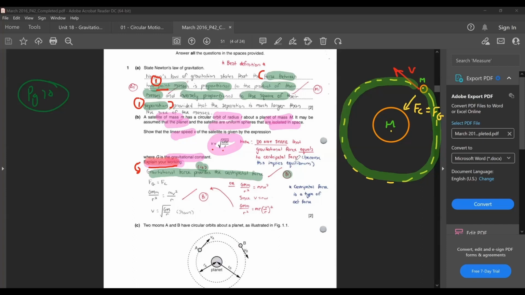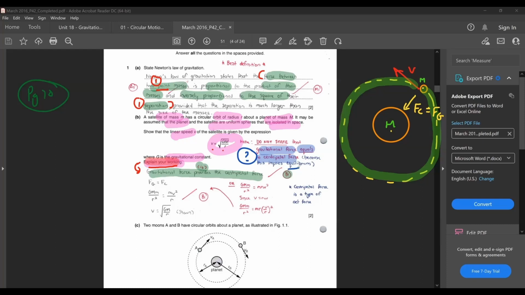All right. Now, one odd thing that the marking scheme mentioned was that you should not actually say that gravitational force equals centripetal force. This is the weird thing that the examiner's report mentioned. If you say gravitational force equals centripetal force, they don't accept that. Because according to them, this one implies equilibrium.